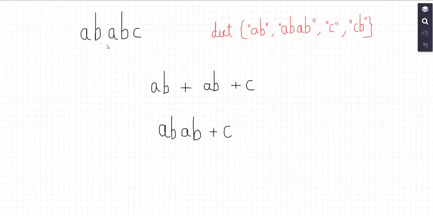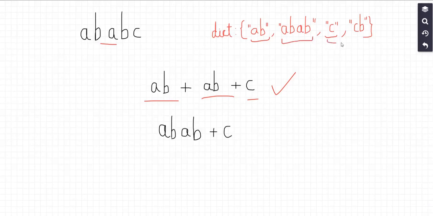The ways to construct this string from the given words are these, namely using the word AB twice here, AB, AB, and the word C once, right here. This is one of the ways. Another way is to use ABAB and C, right? This is another way. So there are a total of 2 ways to construct the string.